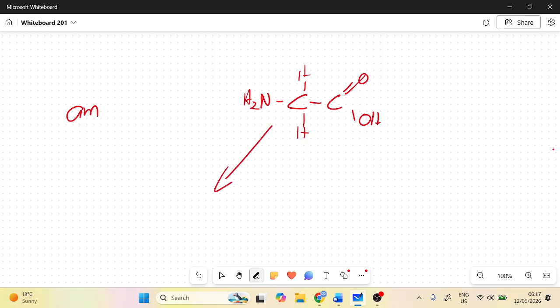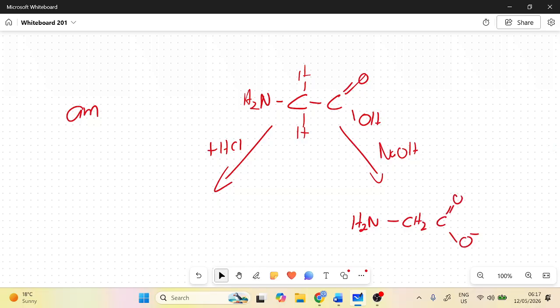Okay, so we have either plus HCl or plus NaOH. With NaOH, you'll have the reaction on the carboxylic acid. With HCl, you'll have the reaction on the amine. Again, this is a normal acid-base reaction. Okay, so it's a normal acid-base reaction. Just because there are two functional groups doesn't mean anything else will change. Okay, now chemical reactions.